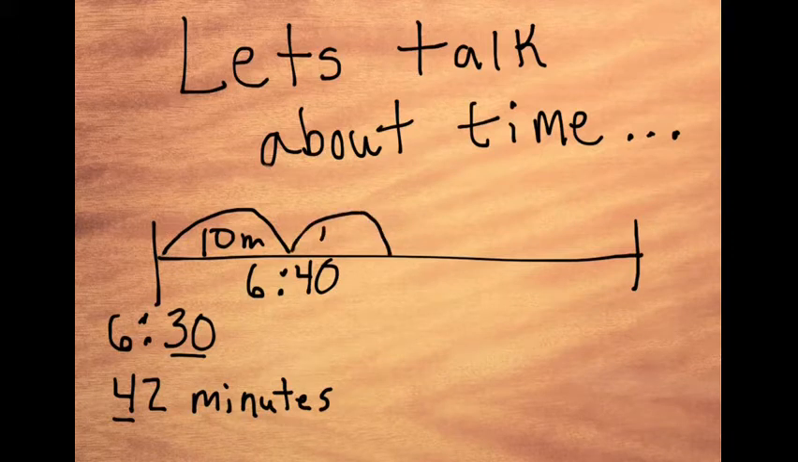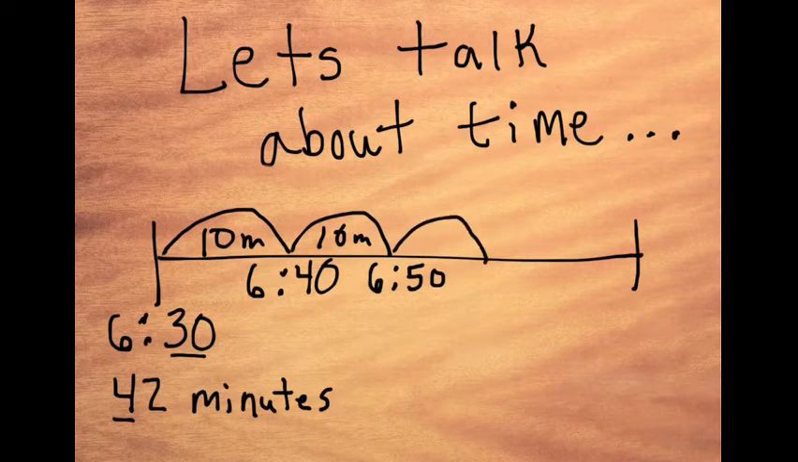Then I'm going to take another jump of 10 minutes. So 10 plus 40 is 50. I didn't pass 60, so my hour is still 6. Then I'm going to take another jump of 10 minutes.